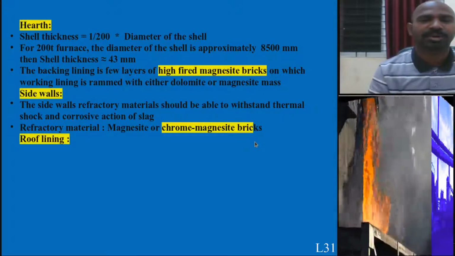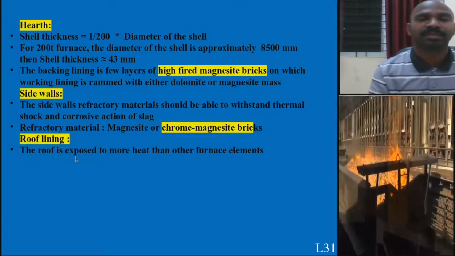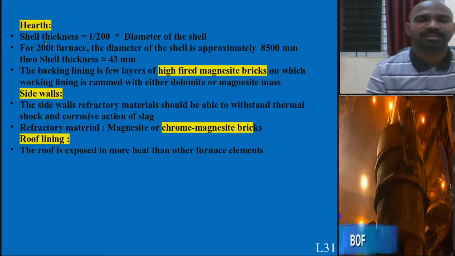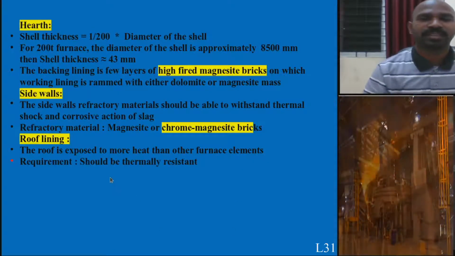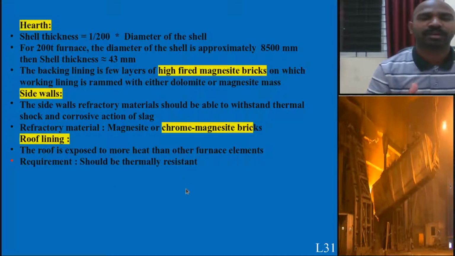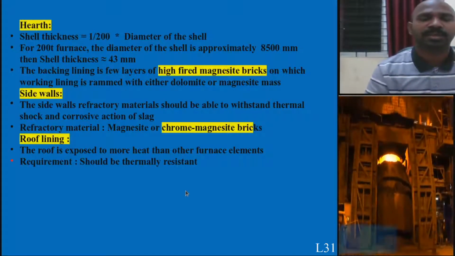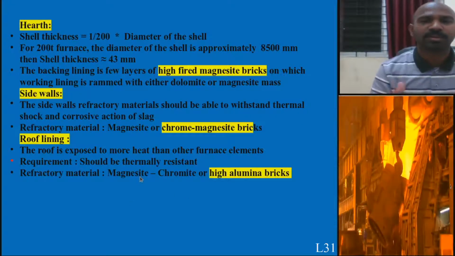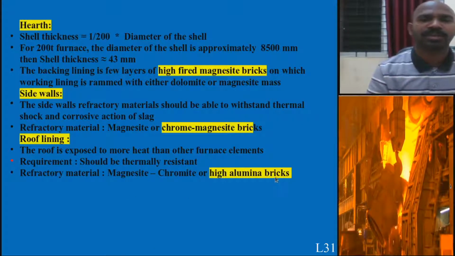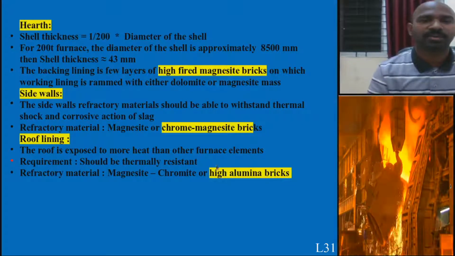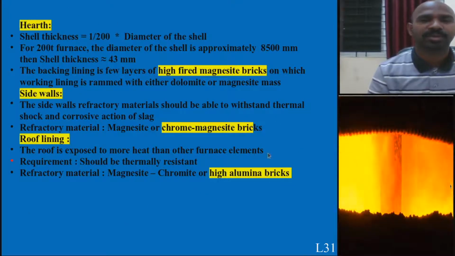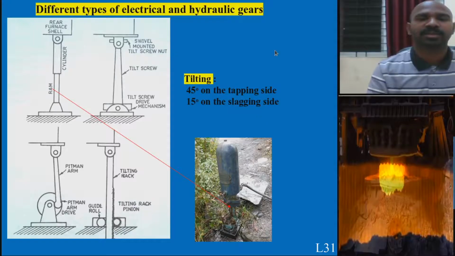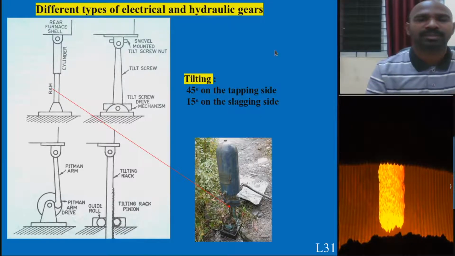Typically these are used for roof lining. The roof is exposed to more heat than the other furnace elements, such as earth and side walls. That is why it should have thermal resistance. Sudden splashing of molten metal will occur, which hits the roof of the furnace, so it should have thermal resistance. As the refractory material, high alumina bricks are in practice. That is why most of the elements and parts of the EF are made of refractory material or refractory brick construction.